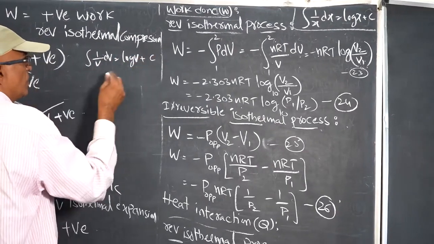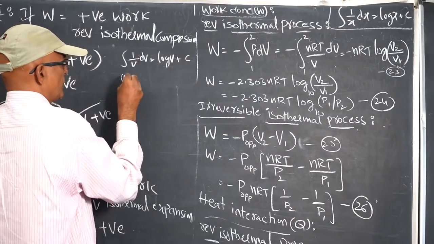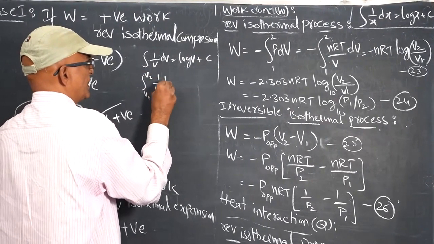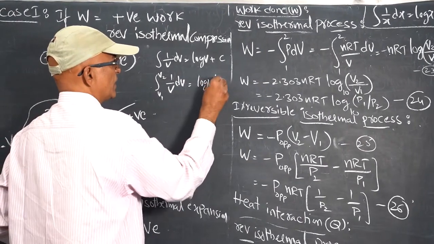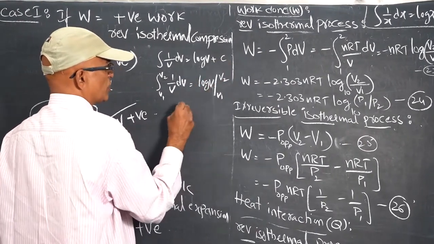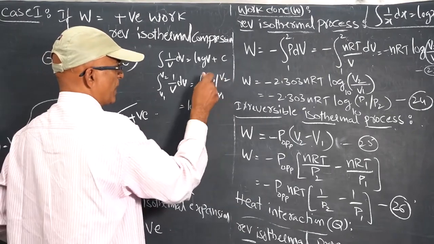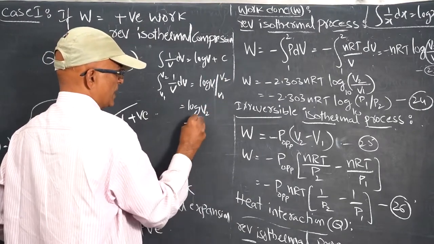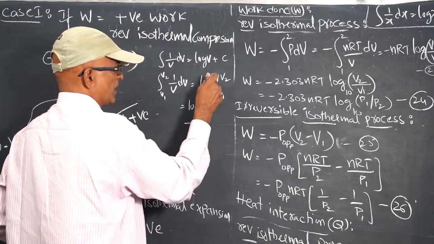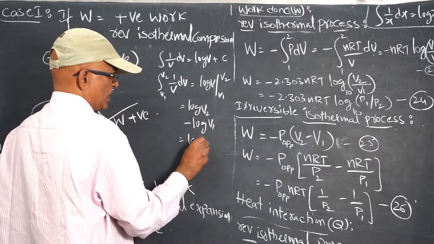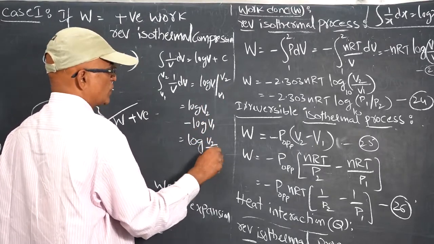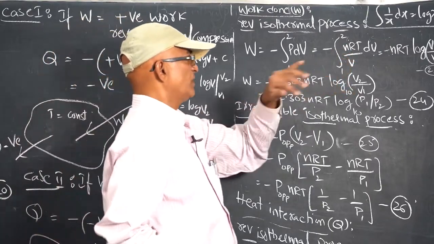Between limits, if you do the integral from V1 to V2 of 1 by V dV, it becomes log V between limits V1 to V2. The integration constant becomes 0. Substitute the upper limit, log V2, minus the lower limit, log V1. Log A minus log B is log A by B, so you will get log V2 by V1.